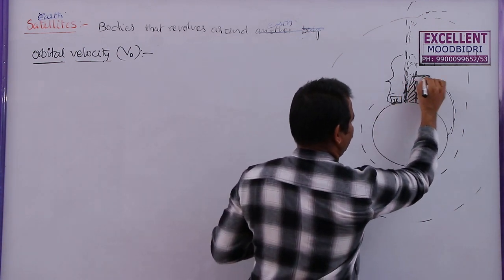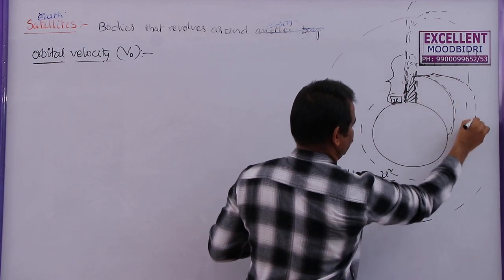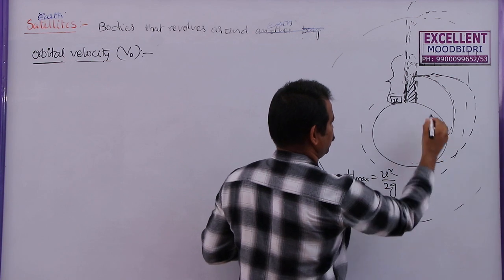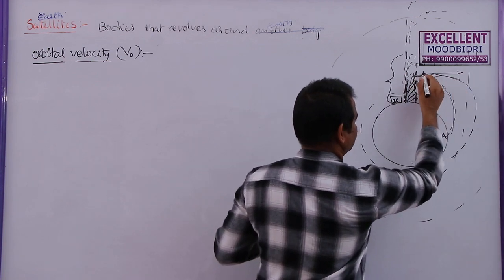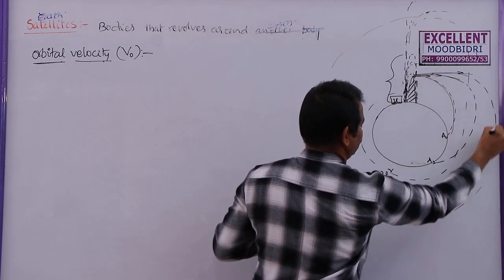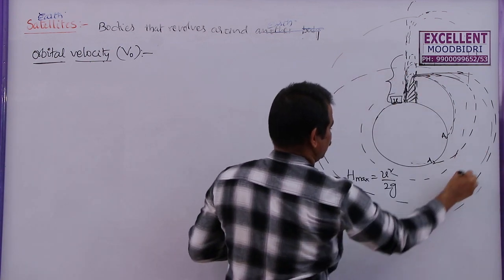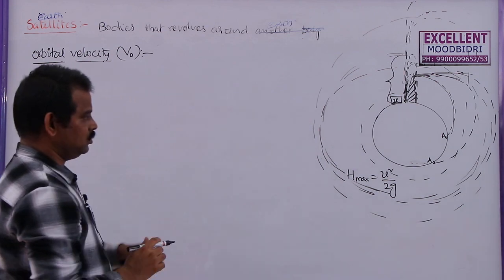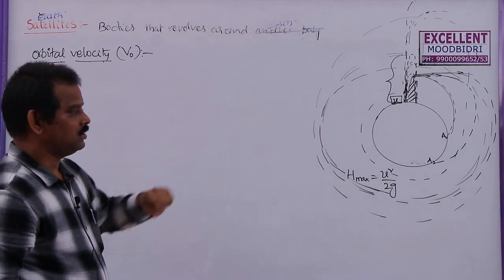Now, if you throw it with a larger velocity, then it will move and strike the ground somewhere here. This is point A1, this is point A2. But if you project it with a very large velocity, then instead of coming back to the ground, it will rotate in this path. So this is the orbit of that satellite.